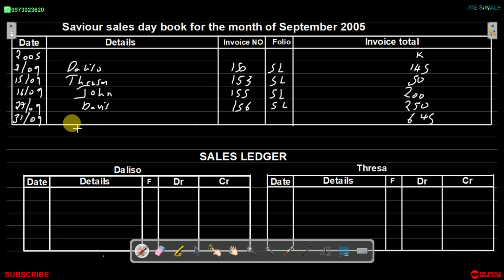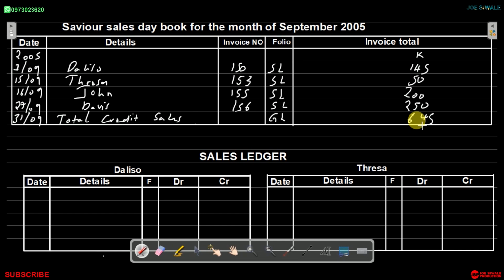Then we'll say total credit sales, and this is going to be shown in the general ledger. So we're going to show the amount of 645 in the general ledger, and that shows total credit sales. So that's how you can write down the sales day book for the month of September for the year 2005 for Xavier. Where you have questions, please ask in the group.